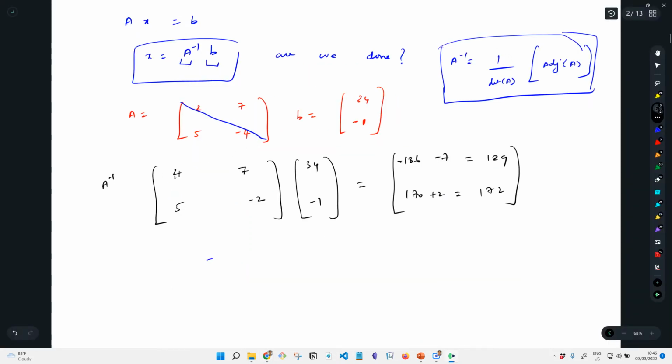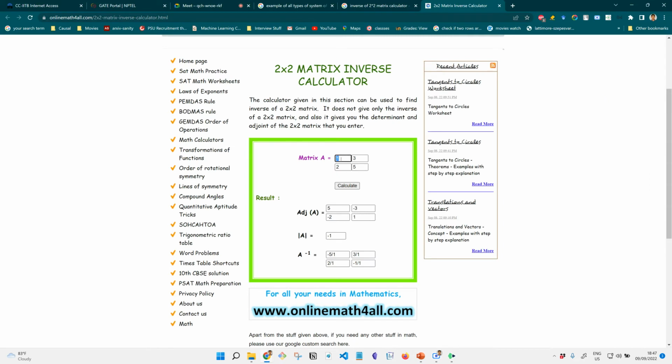Or maybe let me do one thing. Let me input this matrix right away: 4, 7, 5, and minus 2. If I compute the inverse, I'm getting 2 by 43. Okay.